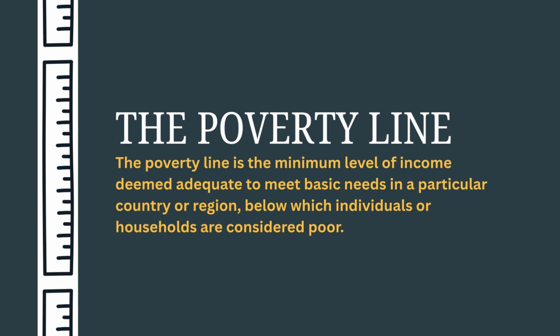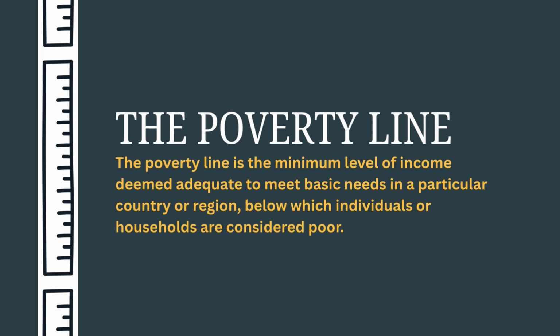Now, there are several measures of poverty that we are going to be focusing on in this module, but the first one we're going to look at is the poverty line. And I start here because I think it is one of the most important, if not the most important or common measure. Now, the poverty line is the minimum amount of income or money that a person needs to survive in a given day.